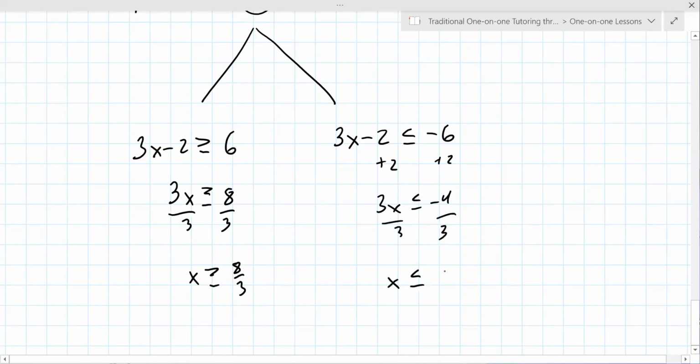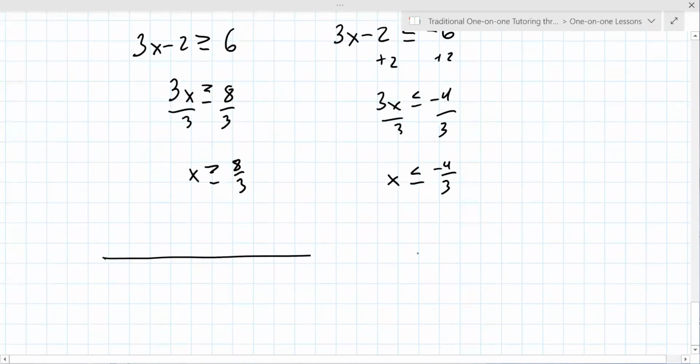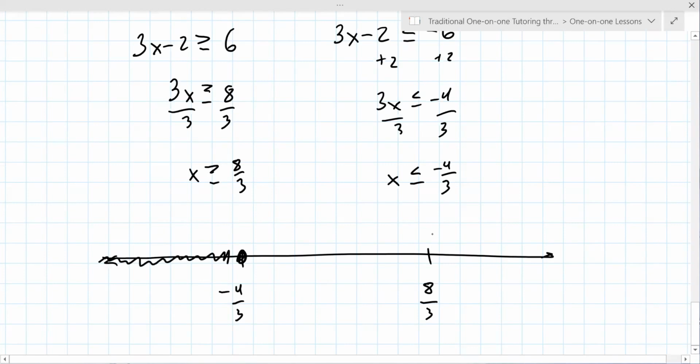So x is less than or equal to -4/3. x is greater than or equal to 8/3. So I'll put these on a number line. Here's -4/3. Here's +8/3. Less than or equal to -4/3 is over here on the left. Greater than or equal to 8/3 is over here on the right. So do you see the difference? Do you see why I call this the outside case? Yeah. Oh, right. Because that inside area isn't filled up with the other. Yes.